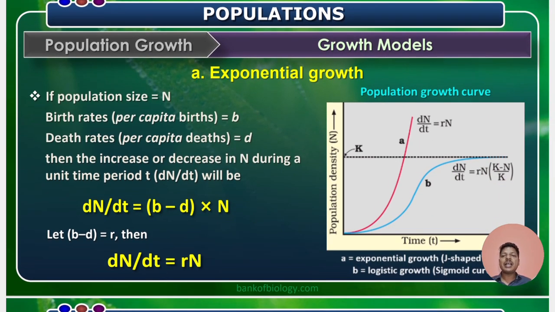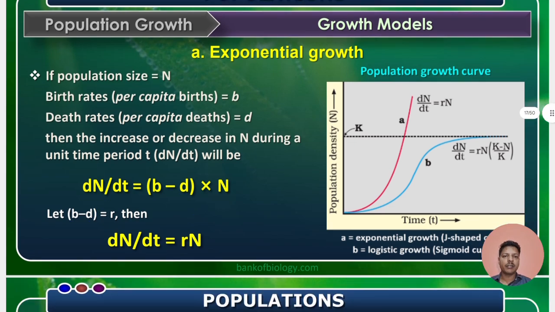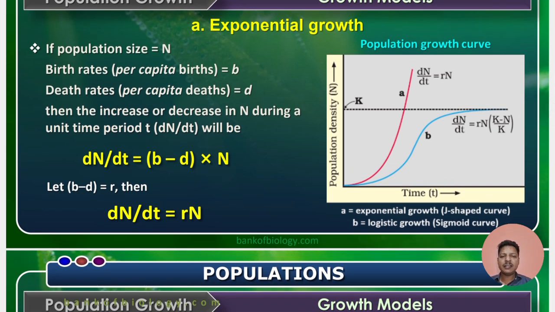First of all, if population size equal to N, per capita birth rate equal to small b, death rate equal to small d, then the increase or decrease in N during a unit time period will be dN upon dt equal to b minus d, that is birth rate minus death rate, multiplied by N, which is the population size. Let b minus d equal to r. Then you can see dN upon dt equal to rN. See the growth curve. Here the population density and the time period. Here A, exponential growth, will be a J-shaped curve, and B, logistic growth, is sigmoid shape, like this. Okay.